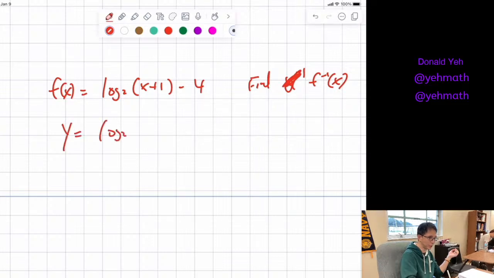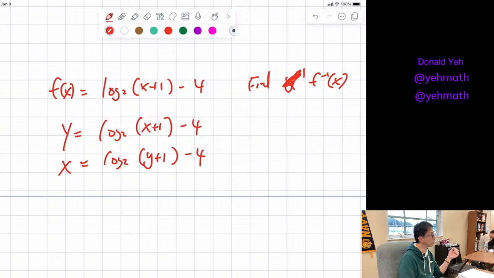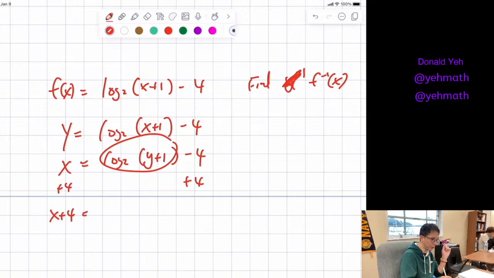First, y equal to log base 2 of x plus 1. And I switch x and y. How do I solve for y? You add 4 first because you gotta isolate this first. So add 4. So x plus 4 equal to log base 2 of y plus 1. How do I get rid of log?